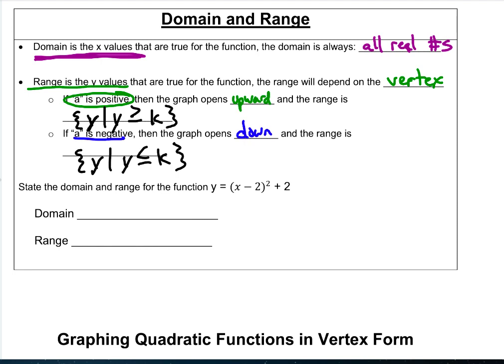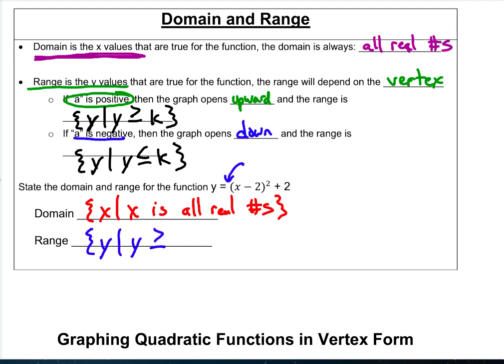And then our last piece, state the domain and range of our function. Okay? So my domain, we said is going to be x such that x is all real numbers. Okay? That's always going to be the case. But for the range, we have to look at our a value. So what's being multiplied out front. Well, in this case, since they didn't write it in, we know it's a 1, which is a positive. So that means my range is going to be y such that y is greater than or equal to, and then we look at our k value of 2. So it's going to be greater than or equal to 2.